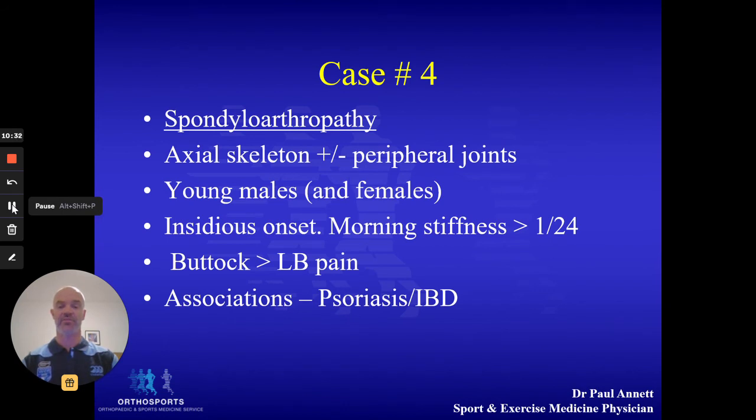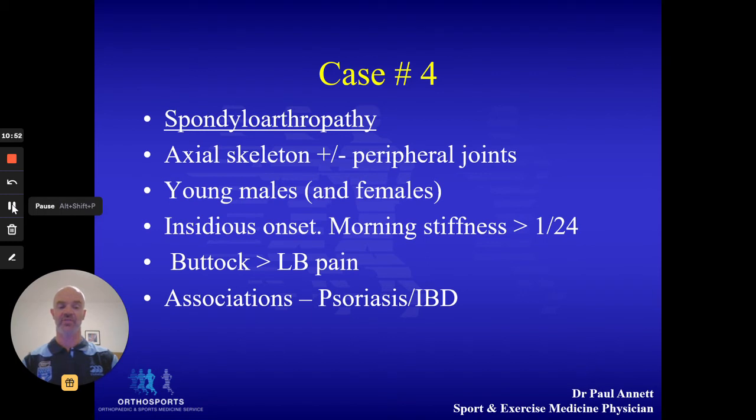Spondyloarthropathy is a type of inflammatory joint disease which affects predominantly the axial skeleton, but it can include peripheral joints as well. It is important to consider this, particularly in young men who have insidious onset of lower back pain, but it can also occur, as seen here, in females.